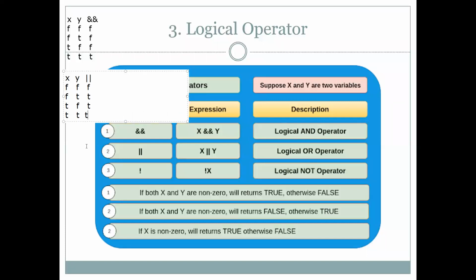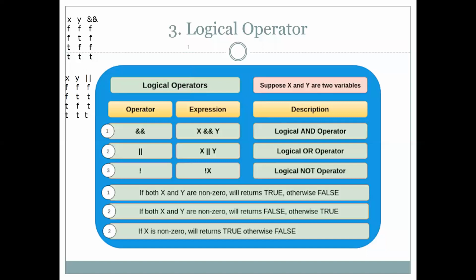So this is for the OR operator, the OR condition. OR means either this or this. Out of two, if any one is true, then your output is true. And for the AND, the two inputs should be non-zero, meaning both inputs should be true. Then and only then your answer is true. So remember these two tables for your logical operators, logical AND and logical OR.